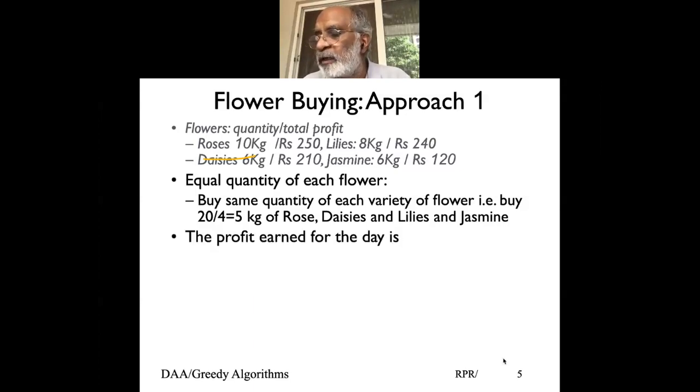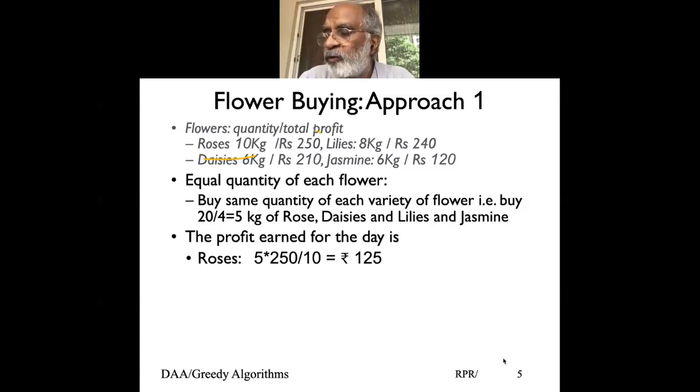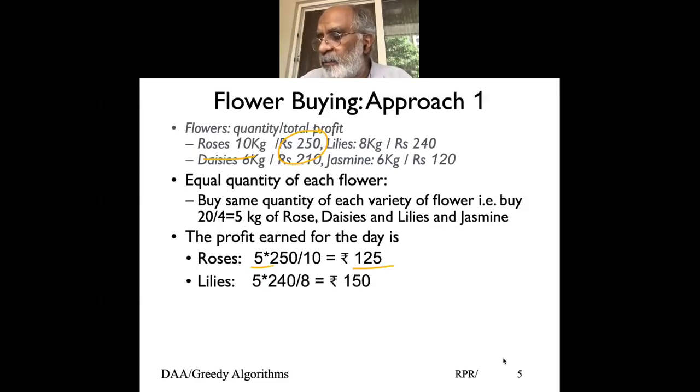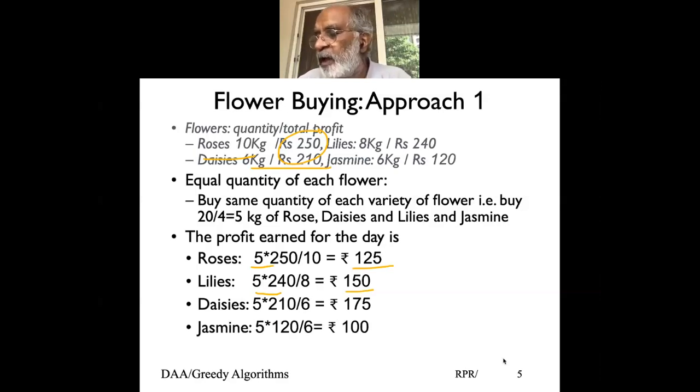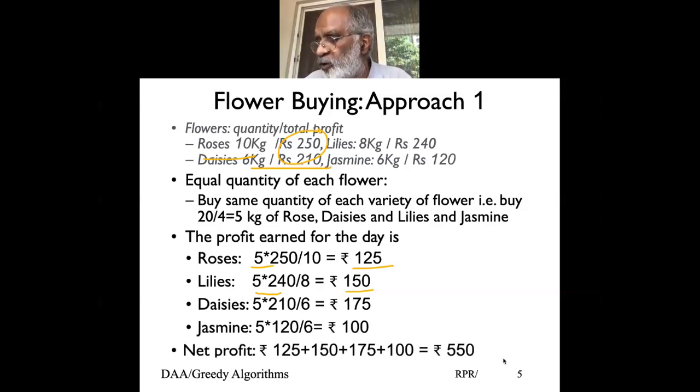My total profit earned is, roses would give me, remember 250 is the profit on the entire 10 kg. So per kg profit is 25 rupees. So for 5 kg my profit becomes 125 on roses. Similarly for lilies, my profit becomes 240 by 8 into 5, 150 rupees profit on lilies. Daisies per kg I get 35 rupees, I make 175, and jasmine, and my total profit happens to be 550 rupees. So if I take an approach where I buy each flower in equal amount, then my profit is 550 rupees.